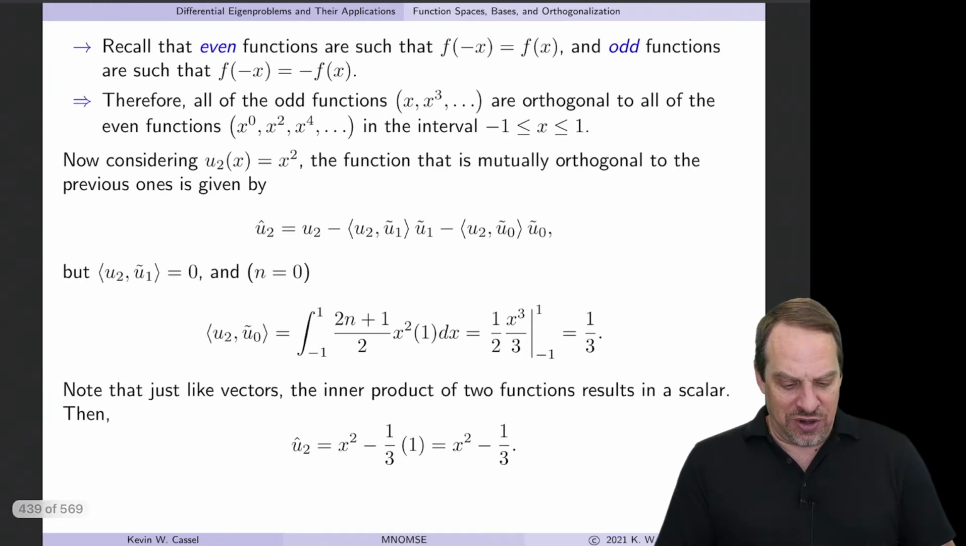Now what's happening here is we have even functions and we have odd functions. So let me remind you how that works.